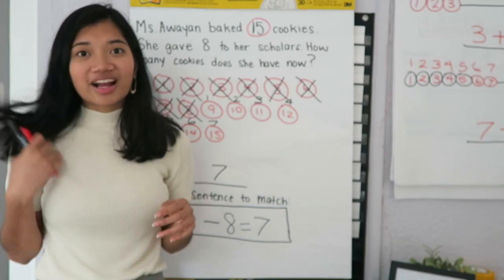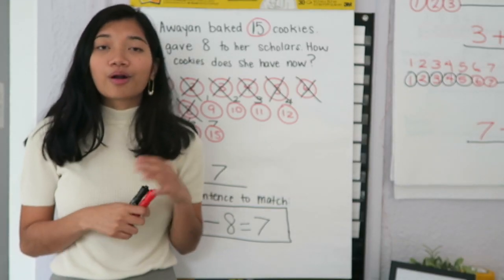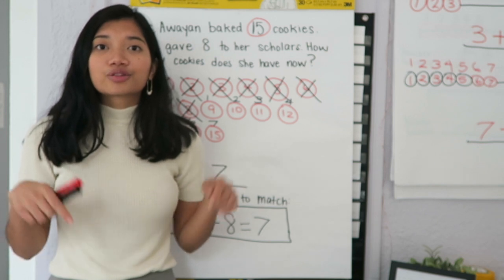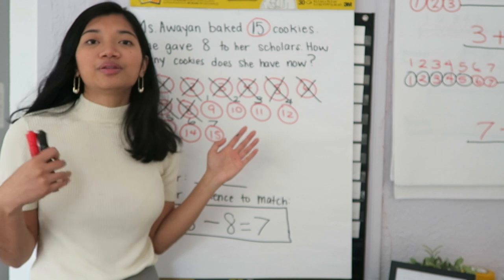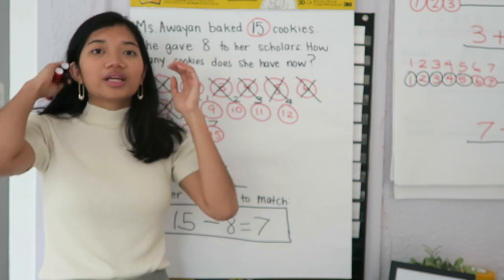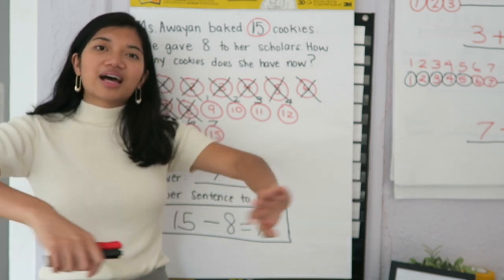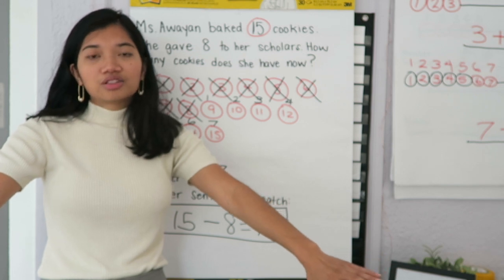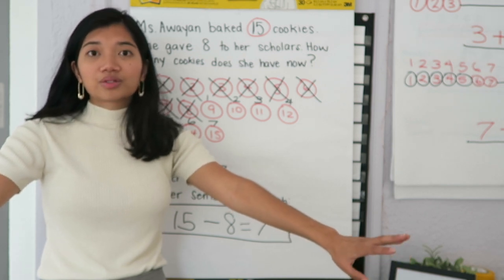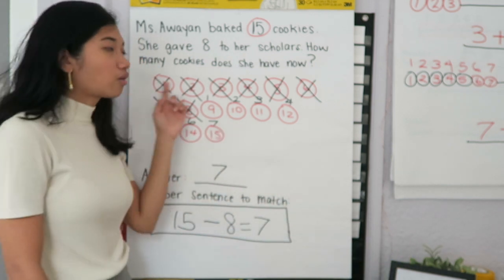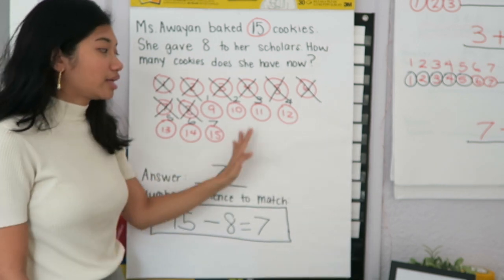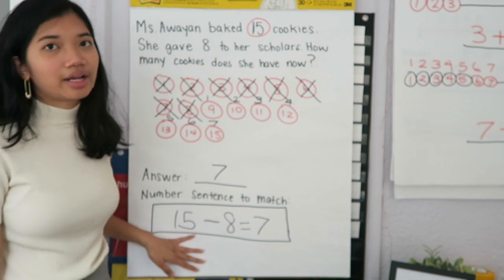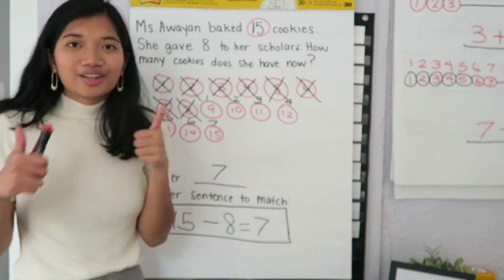Now it's your turn. I need you to solve my problem for me in the description box below. It's going to be a little bit similar to this, but remember, when we are giving something away, does that mean we still have those objects? No. And we're going to cross it off to show our work. We're labeling everything, and we're writing a number sentence to match. You got this.